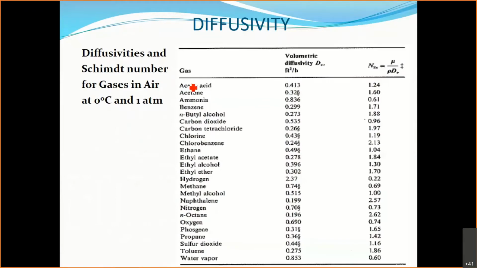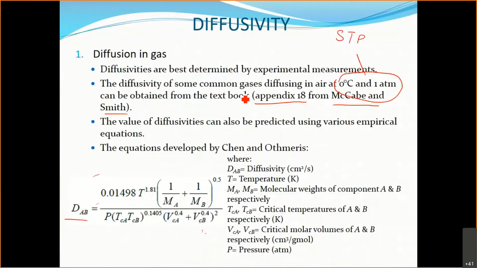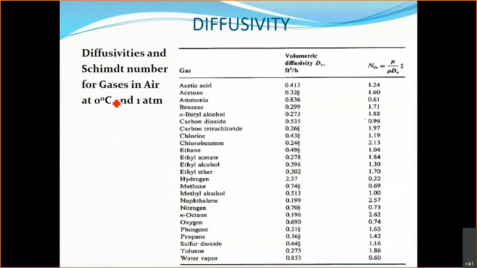This is an example of Appendix 11 that I mentioned just now. You can see here diffusivity for gases diffusing in air, meaning that acetic acid is your component A and air is component B. So if you have acetic acid diffusing into air, this is your diffusion coefficient. But remember, the unit here is feet squared per hour. In our case, most of the time we'll be using meters squared per second, so you must be able to change it from feet squared per hour into meters squared per second.